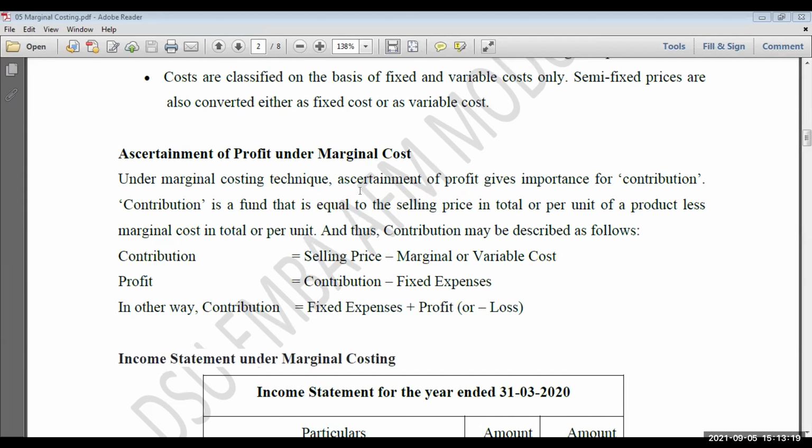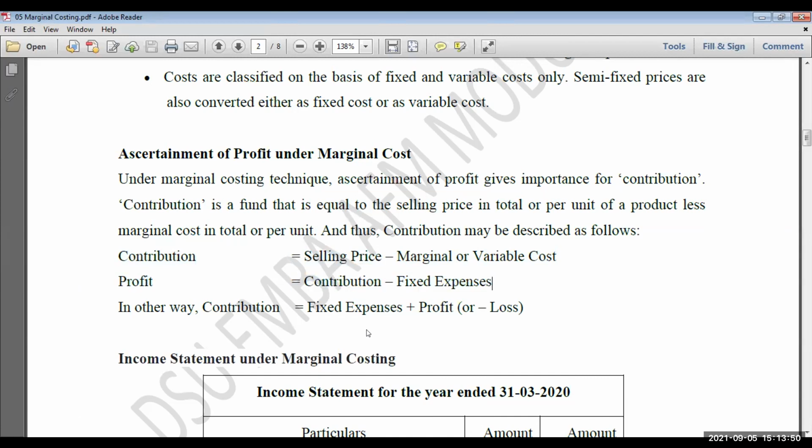Sales is 25 lakhs. Variable cost is 15 lakhs. 10 lakhs is the contribution, but 10 lakhs is in total. So contribution can be per unit and contribution can be total also. Contribution per unit and contribution in total. Okay, look at this. Contribution is equal to selling price minus variable cost. Profit is equal to contribution minus fixed cost.